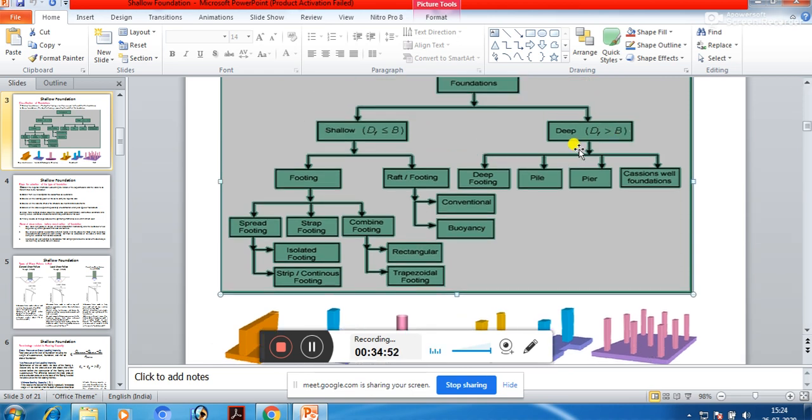Now coming to the deep foundation. What is a deep foundation? I have explained. A deep foundation is nothing but a foundation where the depth of the foundation is more than the breadth of the foundation, and this deep foundation can again be categorized under various types: deep footing, pile foundation, pier foundation, caisson and well foundation. We will get into the details of these at a later stage.